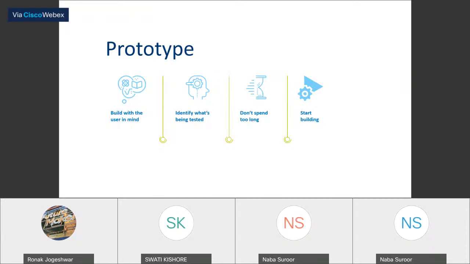You would like to check the app, whether the UI UX of that app is good or not, or you might have to check the physical prototype, whether it actually works in the physical world or not. So identify what element of your prototype is being tested. Don't spend too long. And I'm pretty sure this is quite counterintuitive for me to say that don't spend too long, because you really need to fail fast and move on.